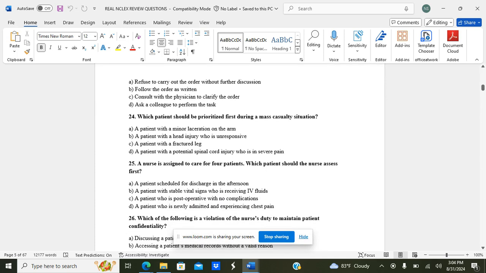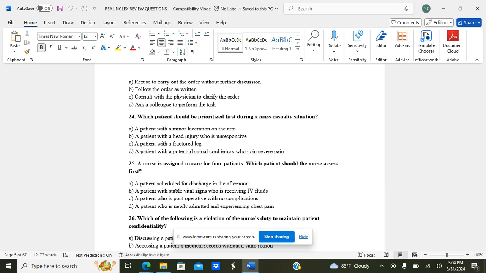Question 24. Which patient should be prioritized first during a mass casualty situation? First of all, the keyword: what is a mass casualty situation? Let me tell you, if you don't know what mass casualty means, you will not be able to answer this question. Okay?